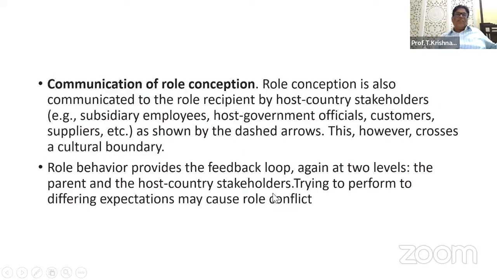Then, communication of role conception. Role conception is also communicated to the role recipient by host country stakeholders, namely subsidiary employees, host country government officials, customers and suppliers, as shown by the dashed arrows in the previous picture. This, however, crosses cultural boundaries. Role behavior provides the feedback loop again at two levels. The parent and the host country stakeholders trying to perform to differing expectations may cause role conflict.